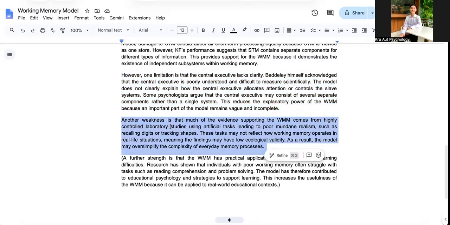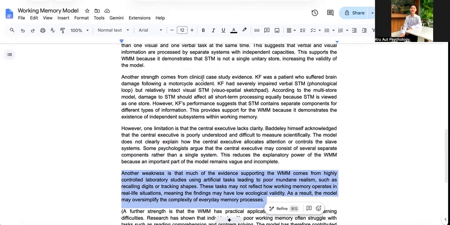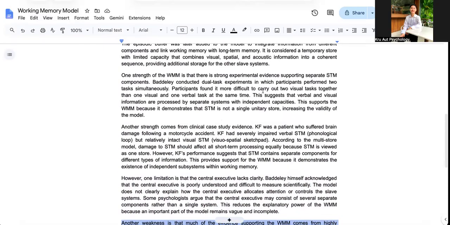Another weakness. I don't see any other weaknesses, so look back to the supporting studies. We had the KF study and the dual task experiments. Just pick one that you believe can be used. Both can be used, but pick one that you can clearly explain in the exam situation, one that is more familiar to you for using ecological validity or generalizability. There's also a better one to go with.